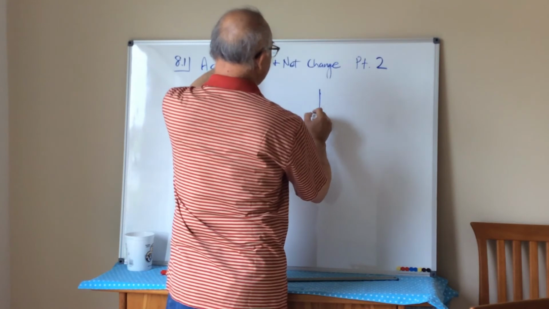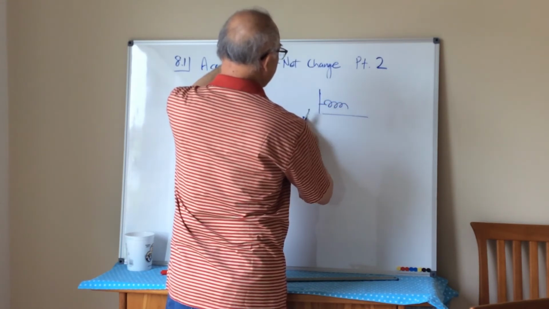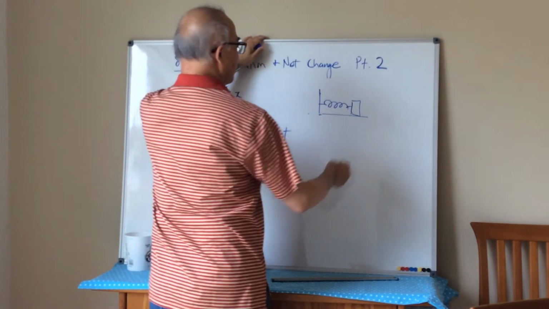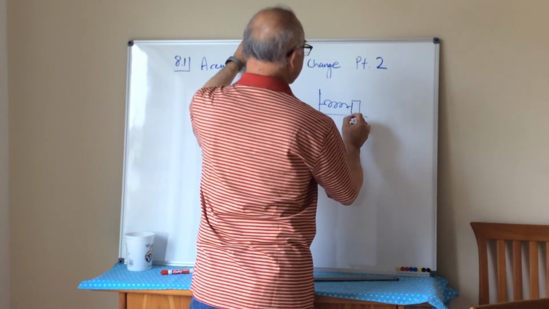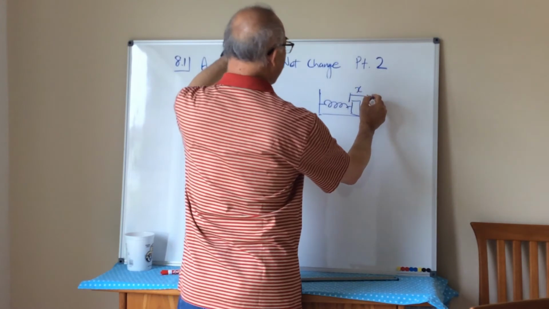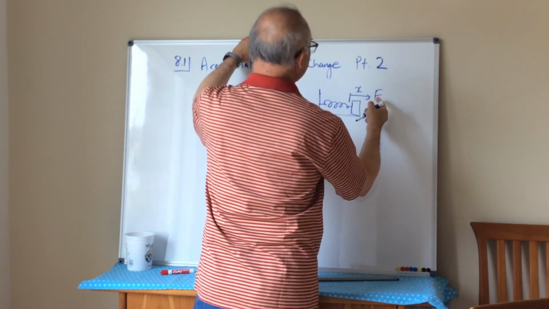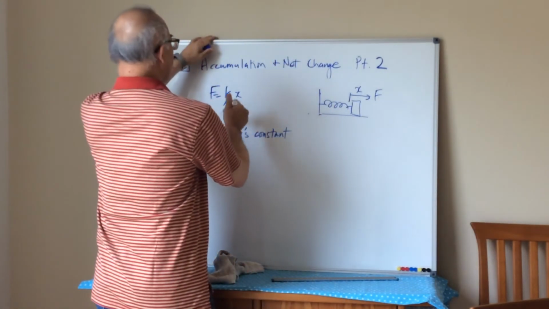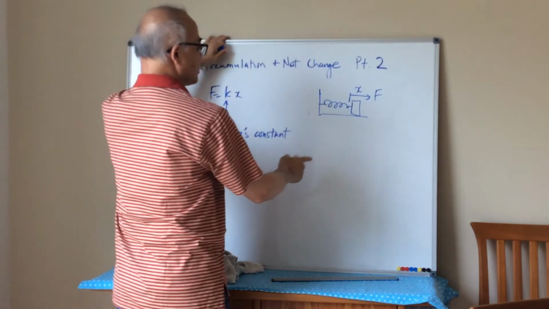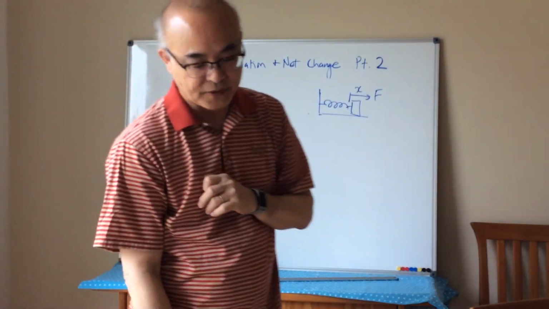Basically what it says is that if I have a spring here and I have a thing here, I pulled it out. If I pull it out a distance x, it takes F amount of force to do that, and that is dependent upon Young's constant, which is dependent on the actual material of the spring itself. Okay?